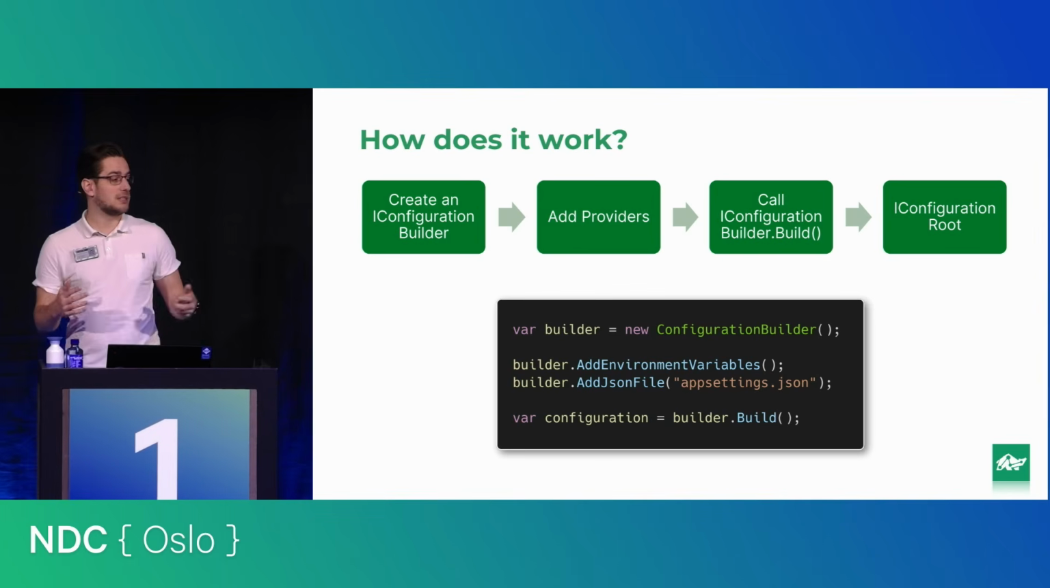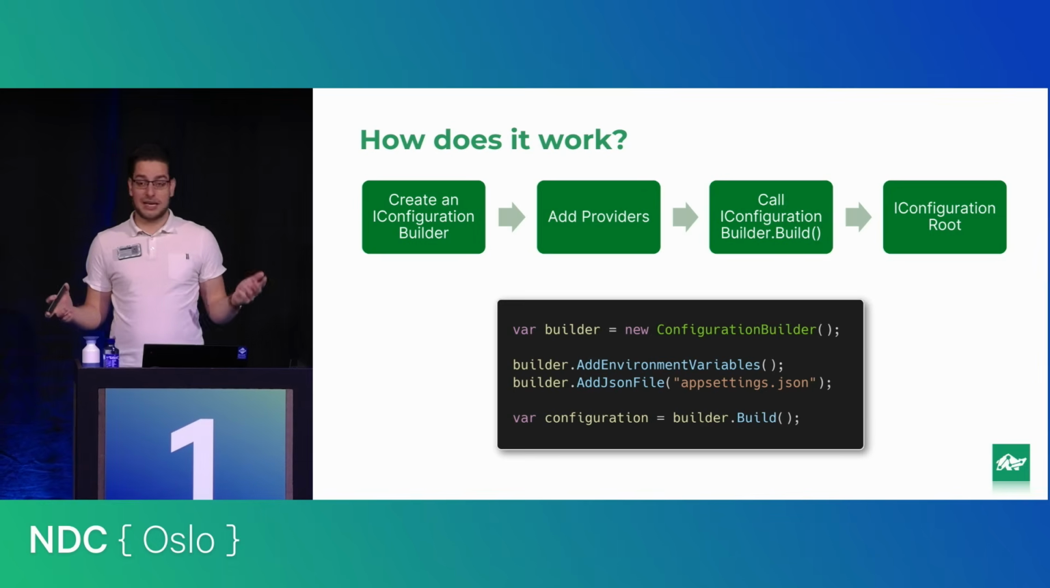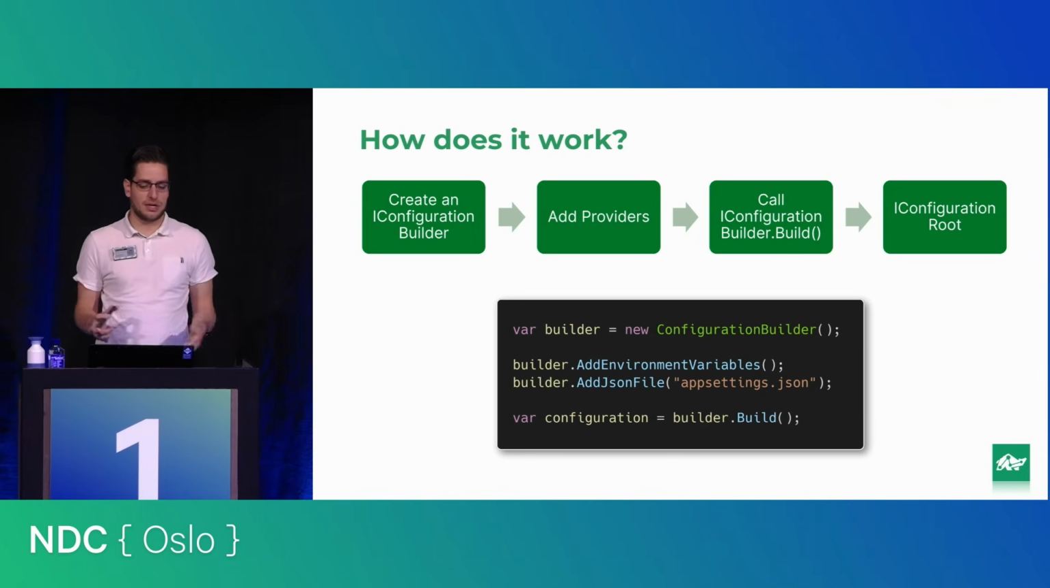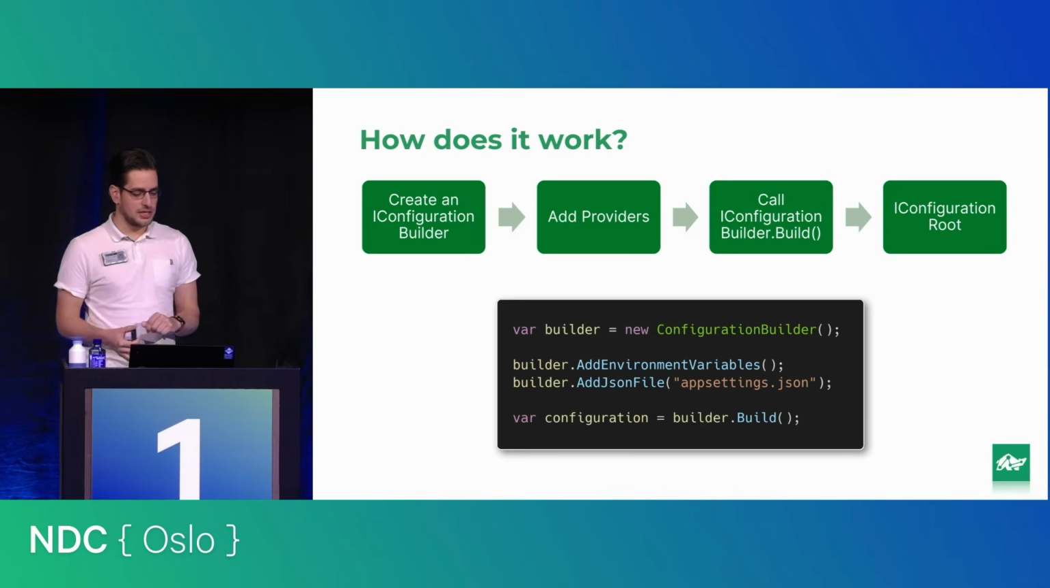This is the same as an IConfiguration, but it also has a list of providers. You're never really using IConfigurationRoot. It's also not part of the dependency injection container by default. But now we have that set up. So in code: create a new configuration builder, add environment variables, add JSON file, and then build.